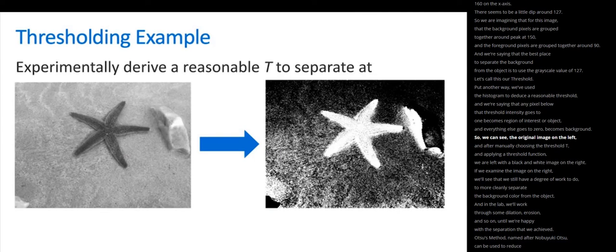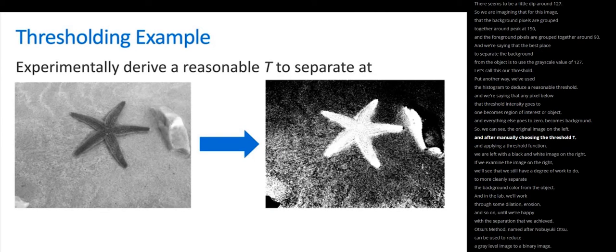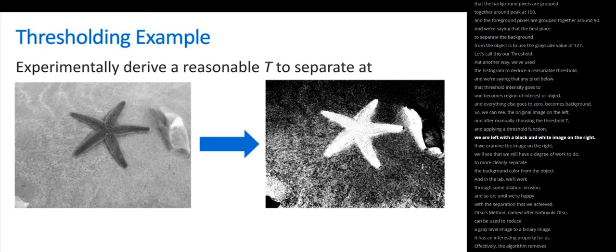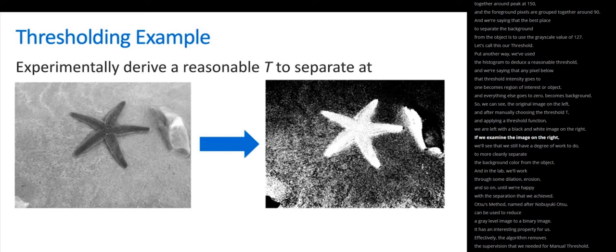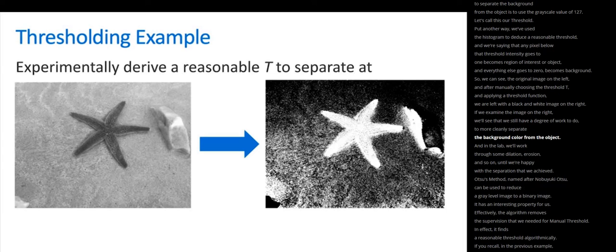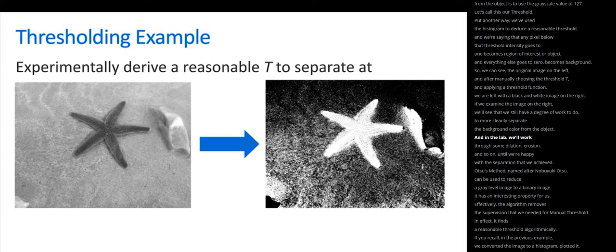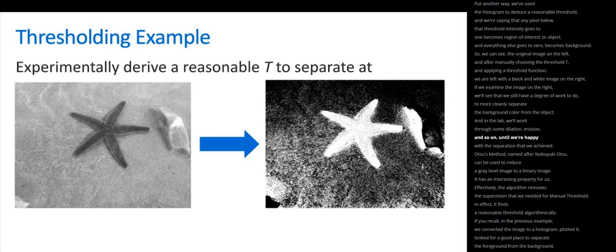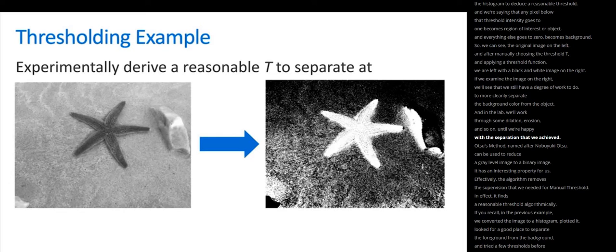So we can see the original image on the left, and after manually choosing a threshold t and applying the thresholding function, we are left with a black and white image on the right. If we examine the image on the right, we'll see that we still have a degree of work to do to more cleanly separate the background colour from the object, and in the lab we'll work through some dilation, erosion and so on, until we're happy with the separation that we achieve.